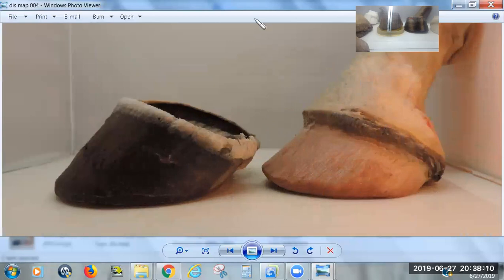And the foot, just a minute here. Okay, oh, just a second.